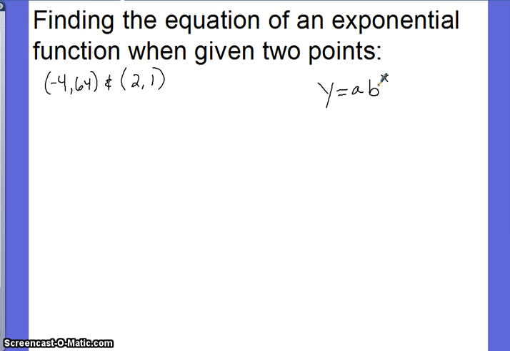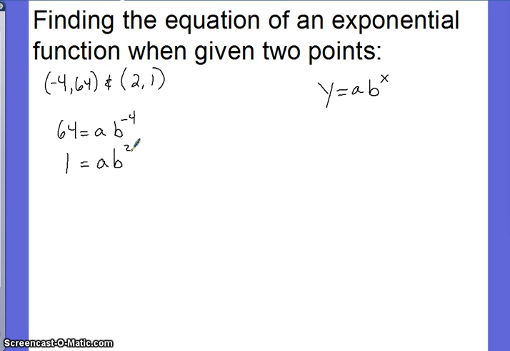So I have my general equation, y equals a times b to the x, and again I'm going to just substitute in. Because I'm going to have 2 unknowns, I need 2 equations. The 2 equations come when I plug in x and y. So I'm going to have 64 is equal to a times b to the negative 4th. And my other equation, with (2, 1), is 1 is equal to a times b squared.